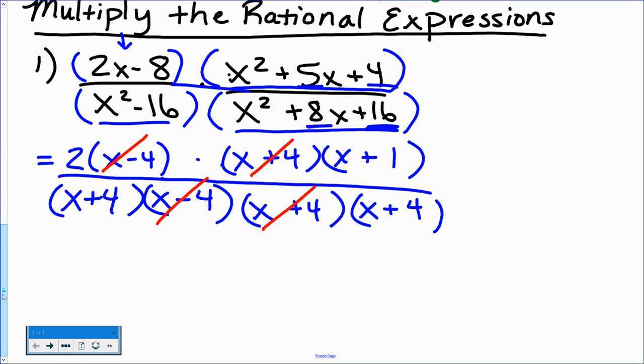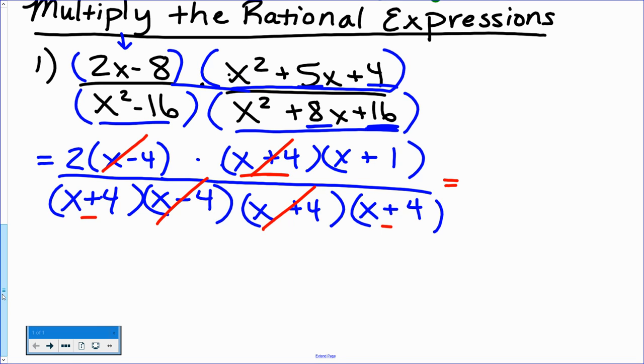Now I have students that will ask, well, can this x plus 4 divide out with those? No. Only one x plus 4 can divide with one of the x plus 4s. I would need more of them on top to divide out with the bottom. So I'm going to have more stuff left in the bottom than I do on the top. That's fine. Okay, so I found all the common factors.